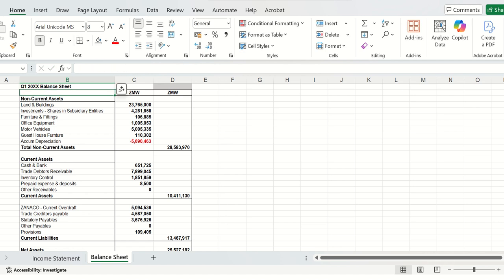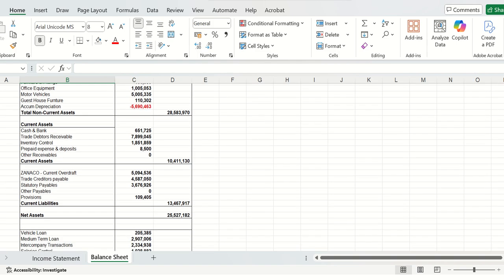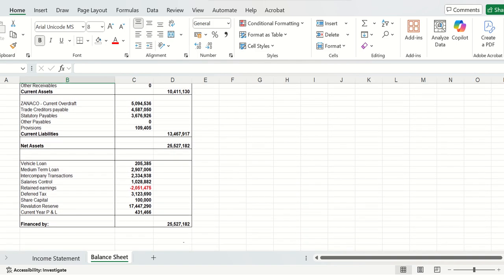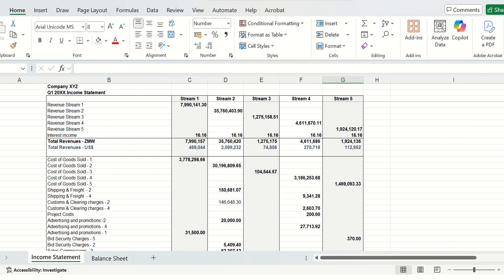So the balance sheet, we have the non-current assets, current assets, the current liabilities, and obviously long-term liabilities. And you can see this business is valued at about 25 million kwachas. On the other side, we've also got the income statement. This business has got 5 revenue streams.